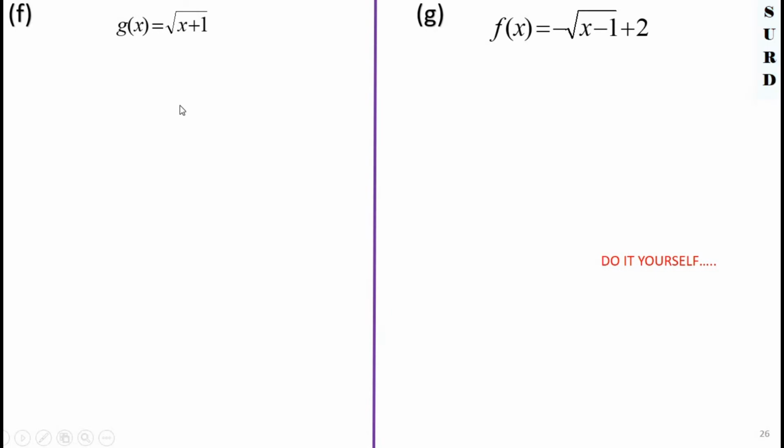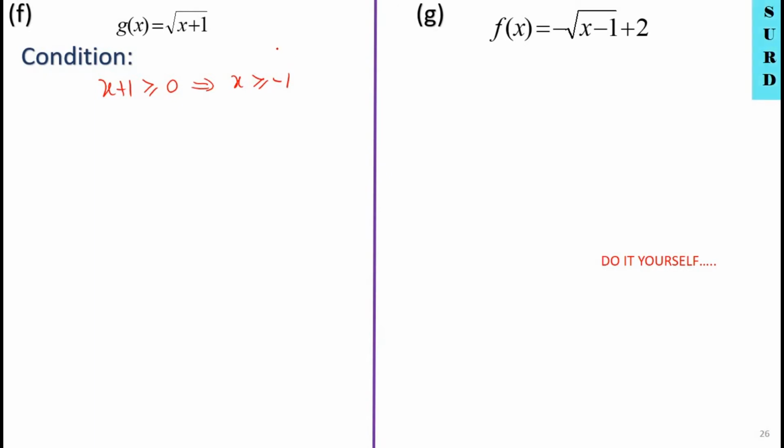Okay, so now let's look at the third function. We have g(x) is equal to the square root of x plus 1. Same as the reciprocal function, it has a condition. What is the condition? The condition is x plus 1 must always be greater than or equal to 0, meaning that x must always be greater than or equal to negative 1. So that is the condition.